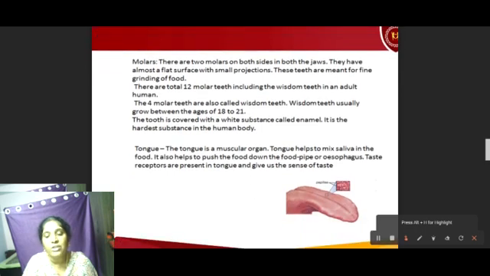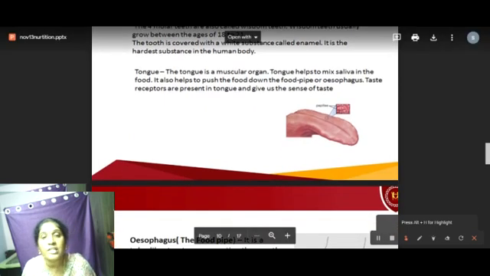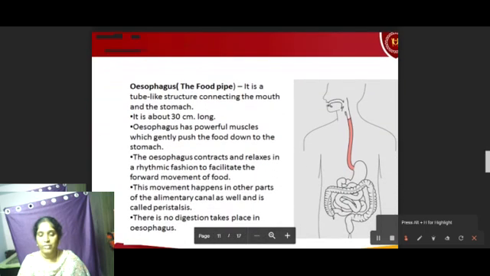Now, you can see the tooth is covered by the white substance called enamel. It is the hardest substance in the human body, harder than bone. Then the most important is the tongue. Can you imagine your mouth chewing the food material or swallowing without a tongue? It's not possible. The tongue is a muscular organ which helps in mixing saliva in the food and also helps to push the food down into the food pipe or esophagus. You have taste receptors found on the tongue. Now, as you know, you have different types of taste: sour, bitter, sweet, salty. All these taste buds are present on the tongue to give the taste of the food.